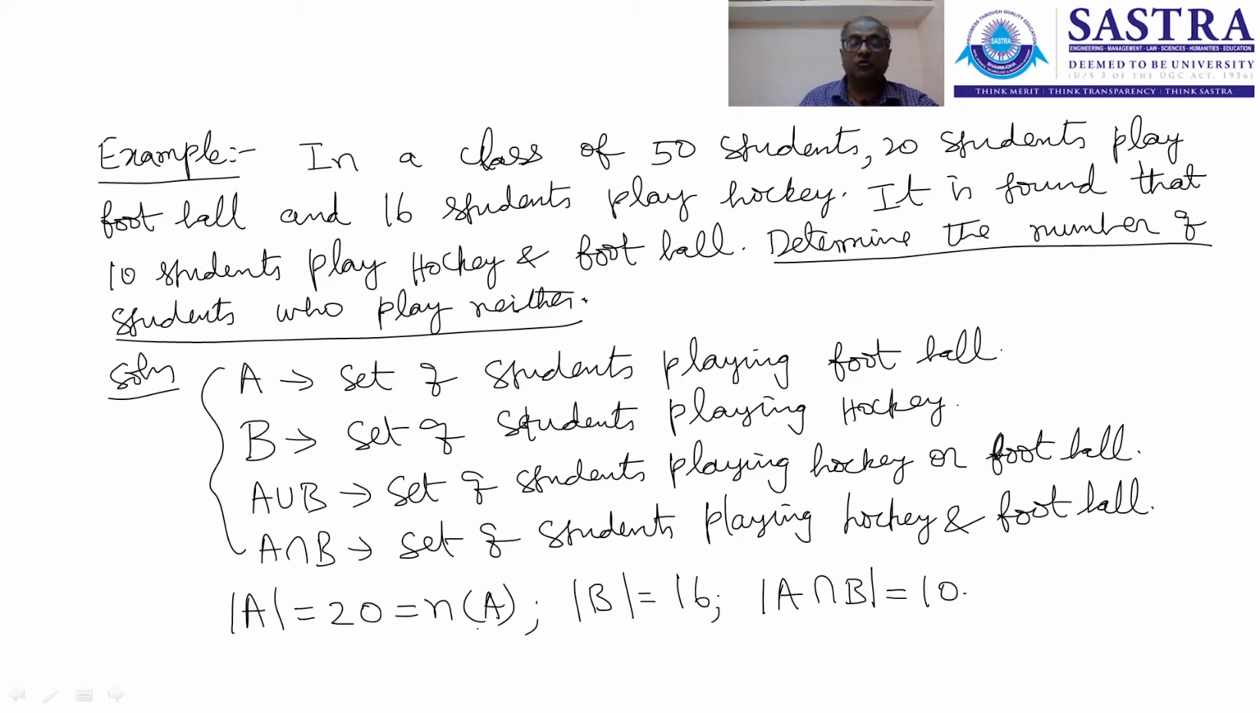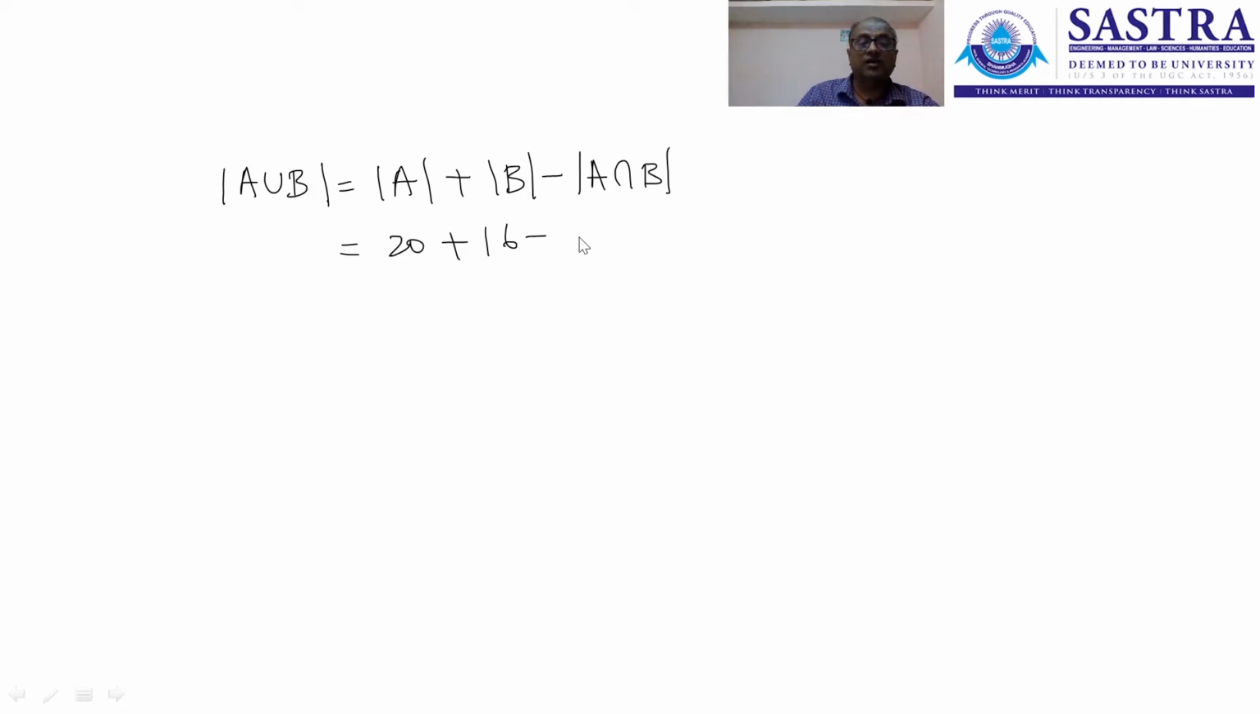So now what you have to do is find the number of students who do not play both the games. I will first find out the cardinality of A union B using the principle of inclusion and exclusion. That would be cardinality of A plus cardinality of B minus cardinality of A intersection B. In this case cardinality of A is 20, cardinality of B is 16, and cardinality of A intersection B is 10, which is 36 minus 10 is equal to 26.